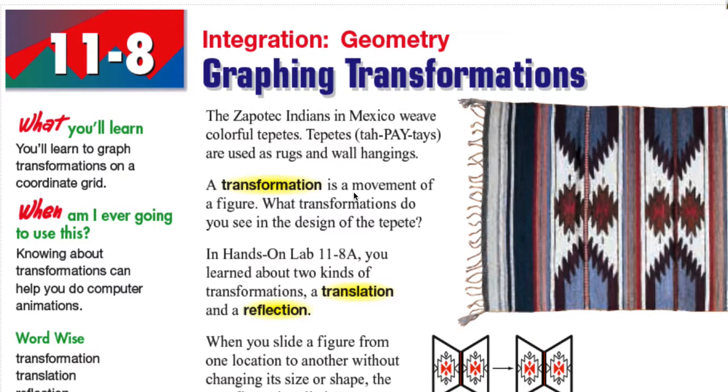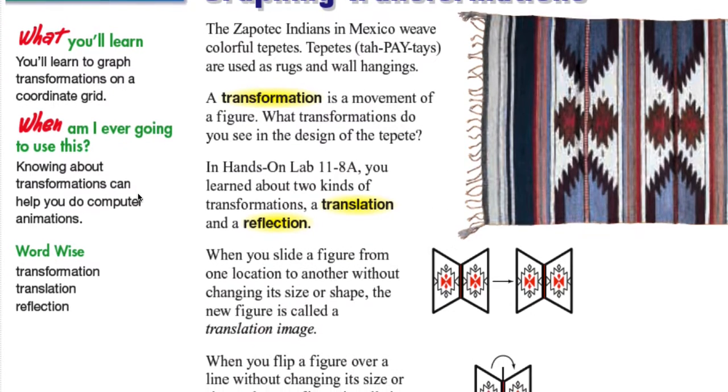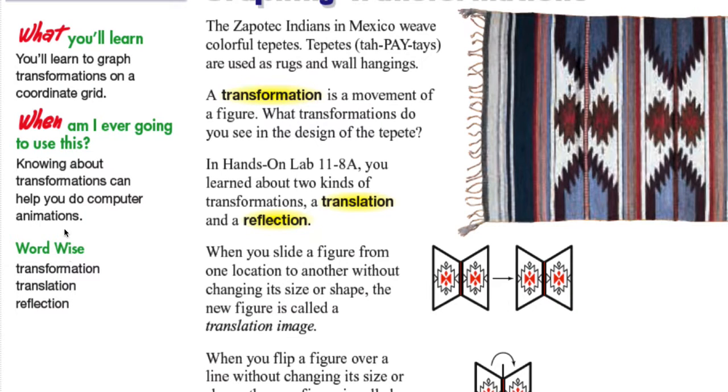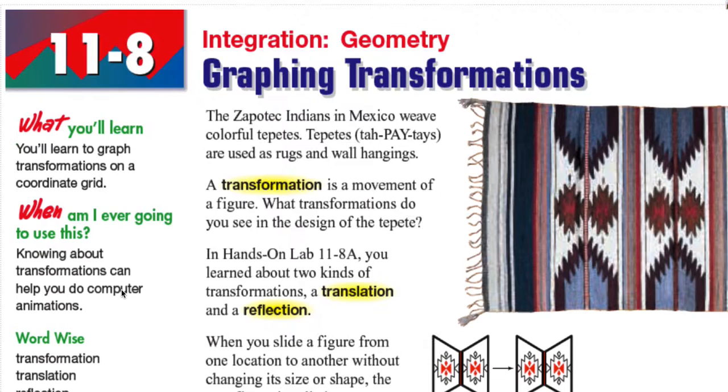Lesson 11-8, Graphing Transformations. In this lesson, you learn to graph transformations on a coordinate grid. When am I ever going to use this? Knowing about transformations can help you do computer animations. Okay, words that we are going to learn: transformation, translation, and reflection.